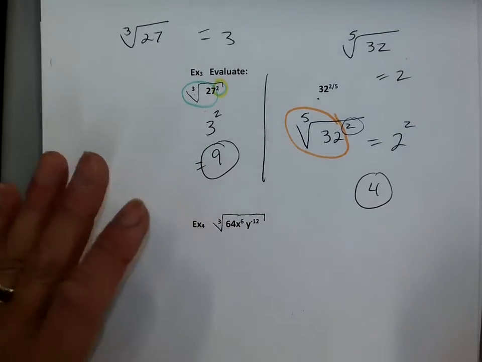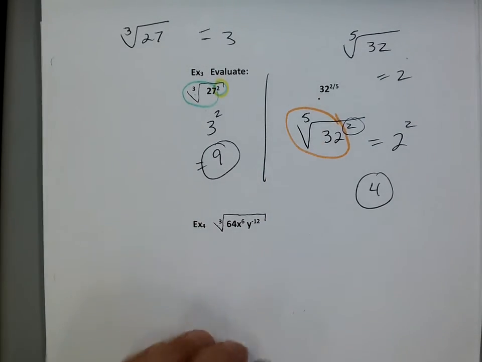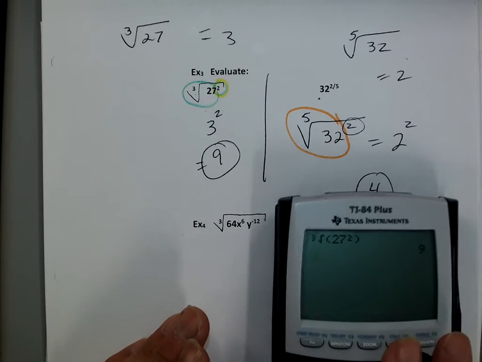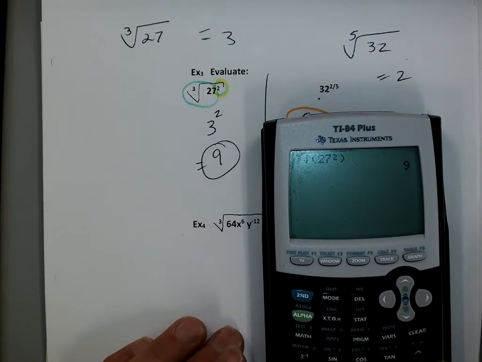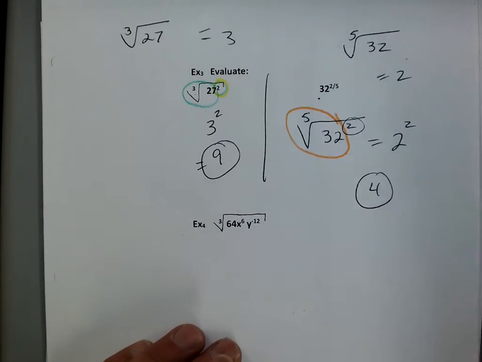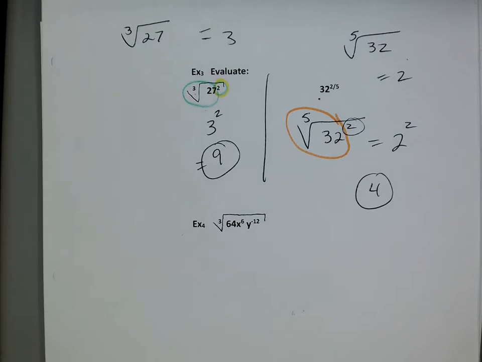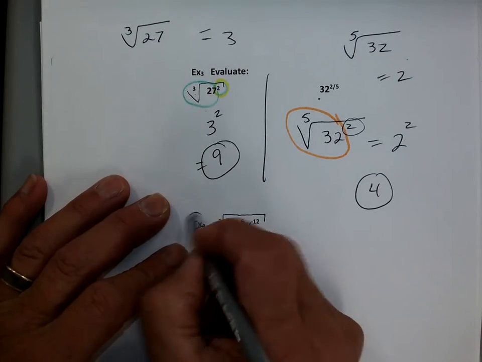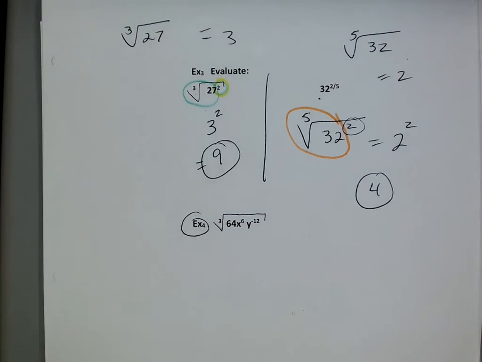Now, can your calculator do this? Sure, if you have a good calculator, you can get the answer by using your calculator. So let's see how that works. If I go 32 to the power of 2/5, it gives me 4. So if you have a good calculator, you can also let your calculator do it. Now here's the bummer. Example 4, you can't use a calculator because it's x's and y's. So you've got to use your brain.